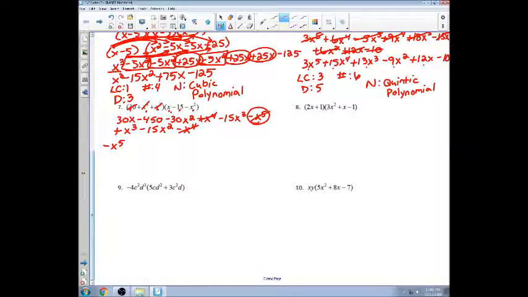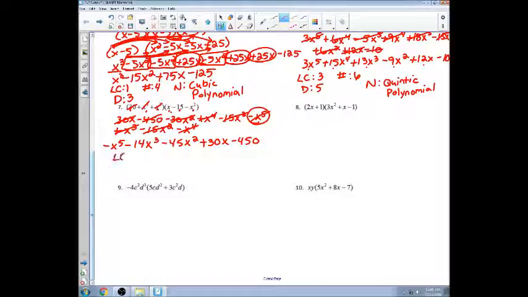Now I'm looking for an x to the 3rd. I have a negative 15x to the 3rd and a positive x to the 3rd. So that's going to get me negative 14x to the 3rd. Looking for x squareds now. I have negative 30x squared and negative 15x squared. So it would be negative 45x squared. Now I have a positive x, so positive 30x and a negative 450. So we have combined like terms, and because we went from the largest exponent to the smallest exponent, we are in standard form, and we can go ahead and classify our polynomial.